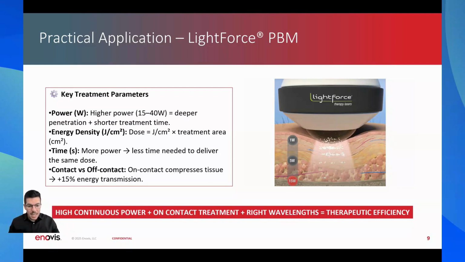As a key message, an effective treatment requires more than just turning on the laser. It needs clinical judgment in the selection of parameters. Combining high power, direct contact, and the appropriate dose, according to phase and tissue, is what will allow us to achieve the documented therapeutic benefits.